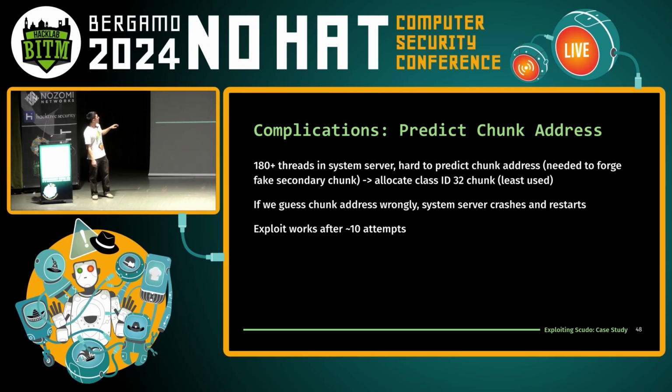And then we allocate the read native handle chunk in class ID 32, which is the biggest class ID of primary chunks. And we found that this was the least used, so it was easiest to guess the chunk address there. And both these things result in our exploit working in around 10-ish attempts after crashing the system server once.